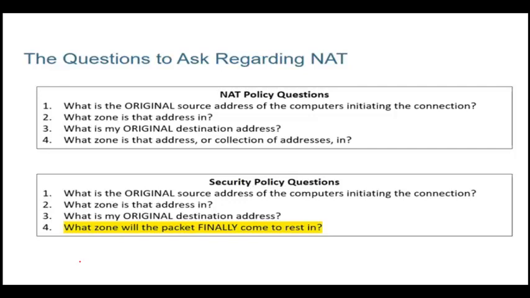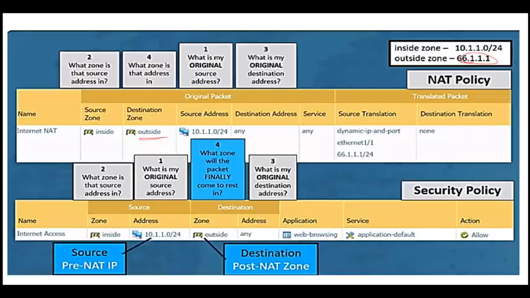For example, the destination NAT. With destination NAT, you will see the destination zone as the final zone, not the intermediate zone. We are going to see a nice example. Now, this one, let me quickly draw a picture.